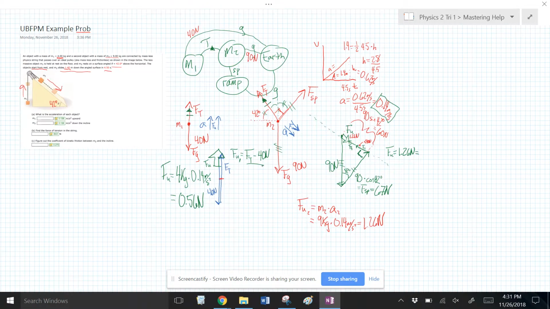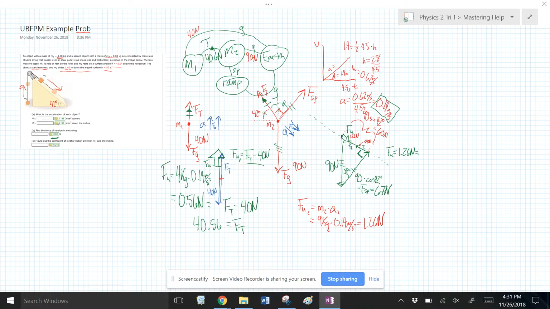And that, of course, has to equal Ft minus 40 newtons on this one. So add 40 to both sides. 40.56 must equal the tension force. So that's exciting. Now I know the tension is 40.56. I'll just call it 40.6 newtons. Okay. That's close enough to government work.